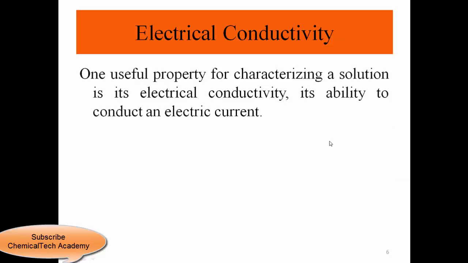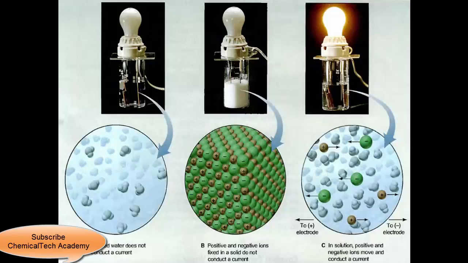One useful property for characterizing a solution is its electrical conductivity, or its ability to conduct an electrical current. As you see here, we have three examples. We have distilled water, and because in distilled water there are no ions, it is not a good conductor of electricity. So as you see here, the lamp is off. In the second part, positive and negative ions fixed in the solid do not conduct the current. So we have the salt here. Because they are not dissociated, still there is no electricity.